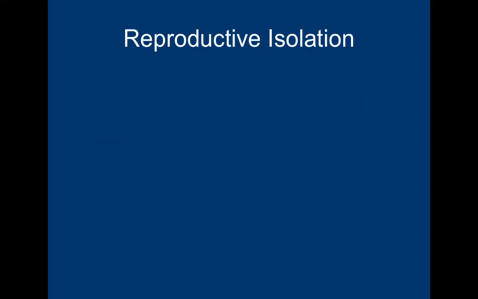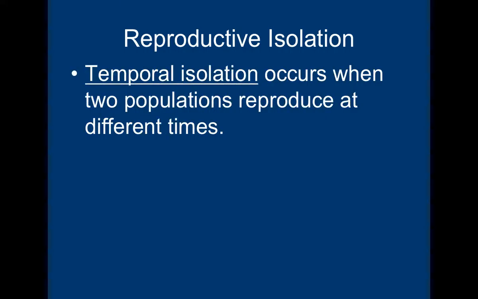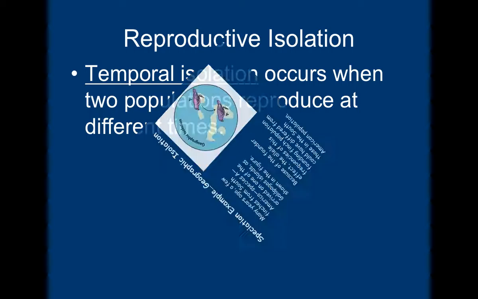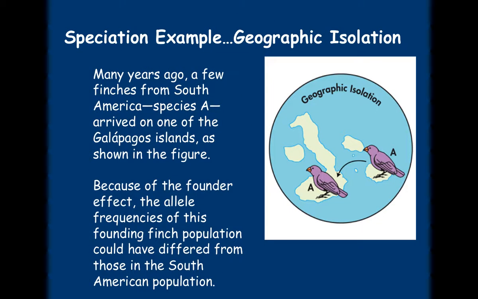Temporal isolation refers to when the two populations, for whatever reason, start reproducing at different times. Because they're going through their reproductive cycles at different times, they also can't breed with each other. So we'll take a look here at some examples of these, and this isn't in your notes, but just to give you an example.